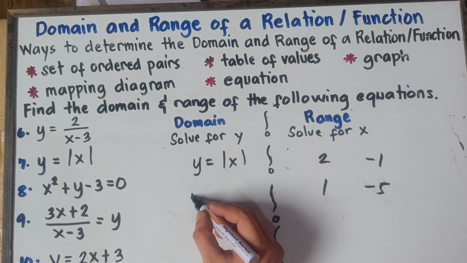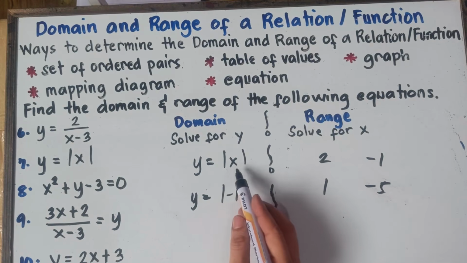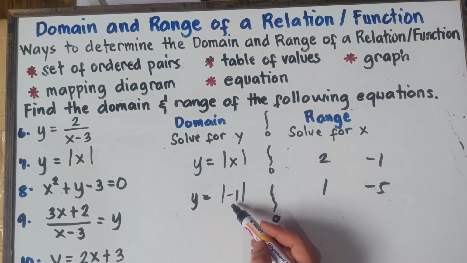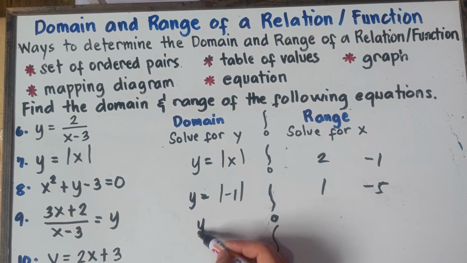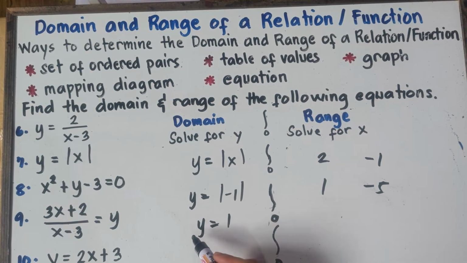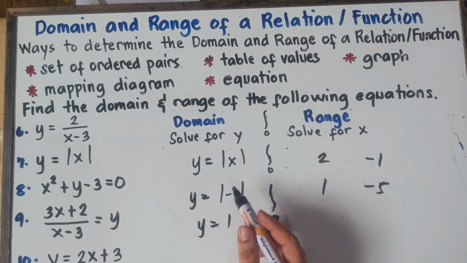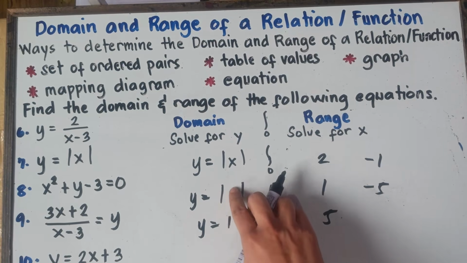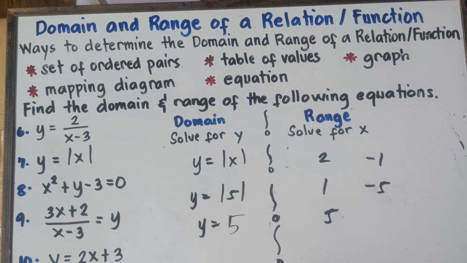Example, class, if x is negative 1, simply substitute the value of x: y equals the absolute value of negative 1. The absolute value of a number is always positive. Therefore, the absolute value of negative 1 is positive 1. You can have a valid answer for y. Once again, class, any number for x, you can have a valid answer for y. Example, if x is positive 5, the absolute value of 5 is positive 5. The absolute value of a number is always a positive number. So therefore, you can have any number for x.